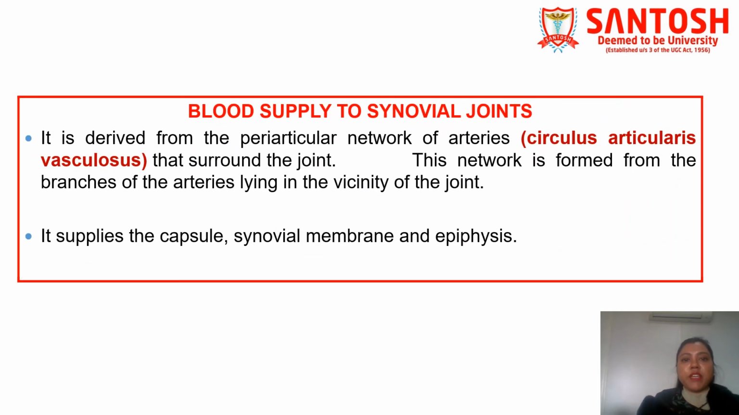So what is the blood supply of the synovial joints? It forms the periarticular network of arteries surrounding the joints. The network is formed by the arteries present in the neighborhood, the vicinity of the joint. It supplies the capsule, synovial membrane and the epiphysis.